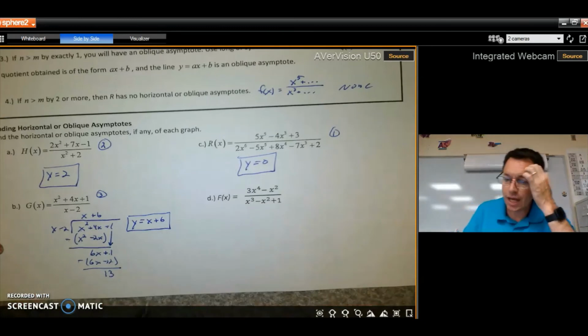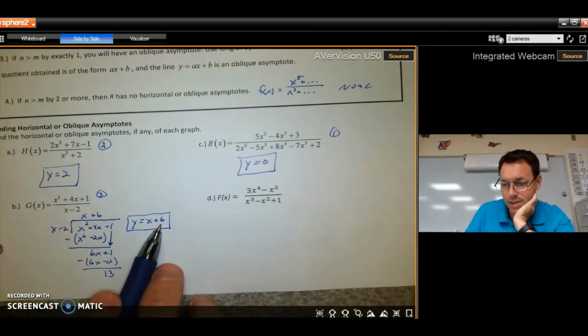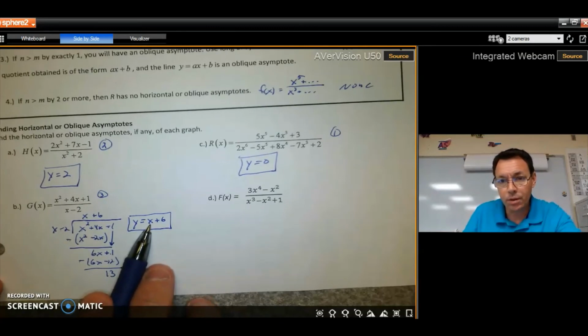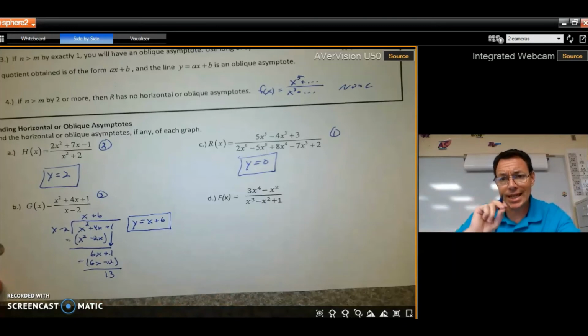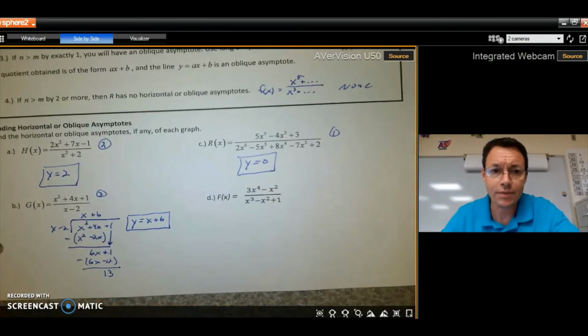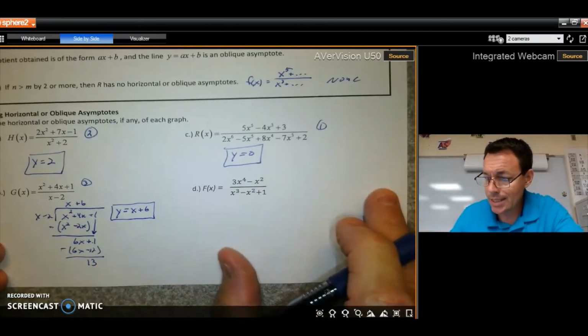This graph is going to have a line that goes through the y-intercept at 6, the y-axis at 6, and has a slope of up 1 over 1, up 1 over 1, up 1 over 1. And that's going to be this imaginary dotted line that we're going to draw because our graph's going to follow that. Okay? So let's take a look at D.